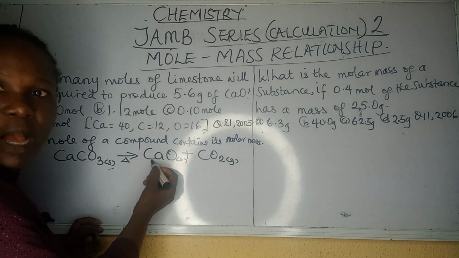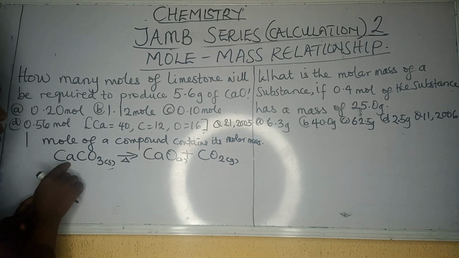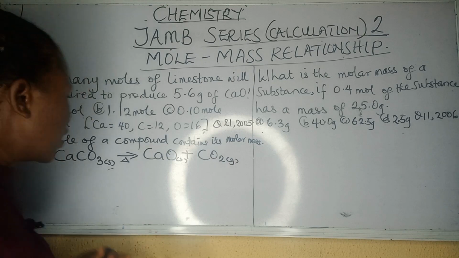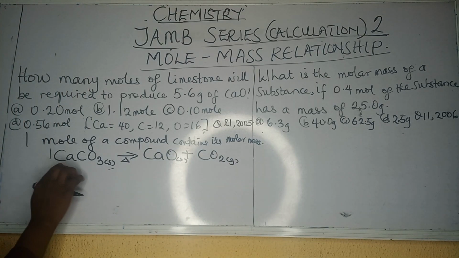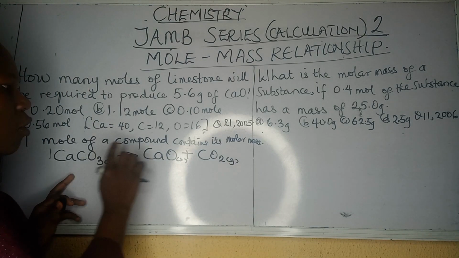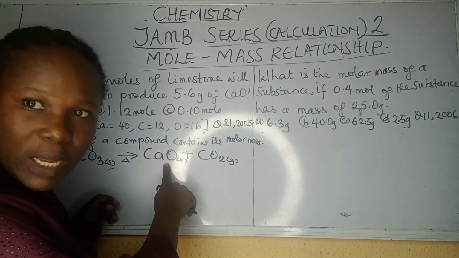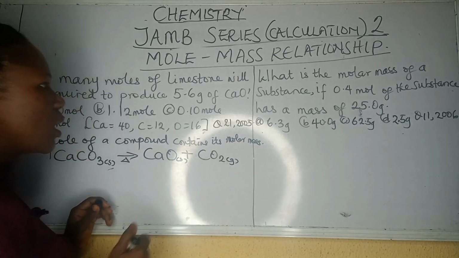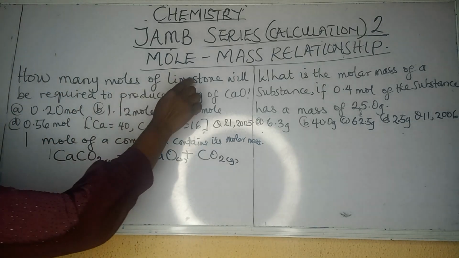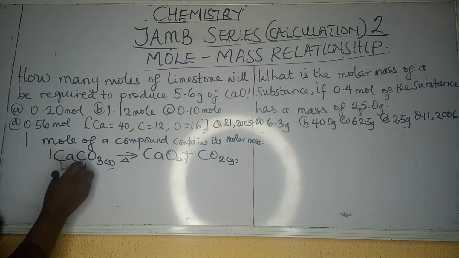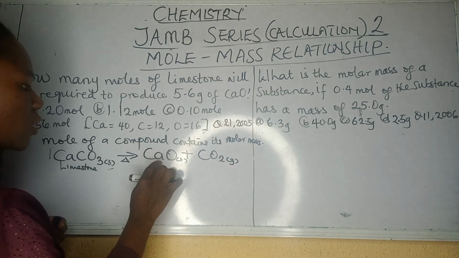Then how many atoms of calcium do we have? We have just 1 here and 1 here. So the equation of reaction is balanced, meaning that 1 mole of calcium trioxocarbonate(IV) will yield 1 mole of calcium oxide, which is also known as quicklime, and 1 mole of carbon(IV) oxide. But the question here involves limestone and calcium oxide.